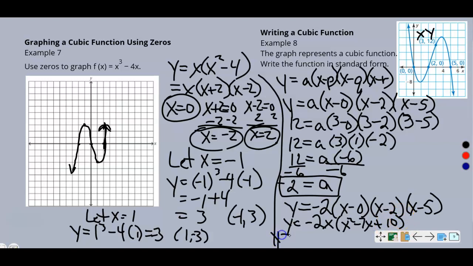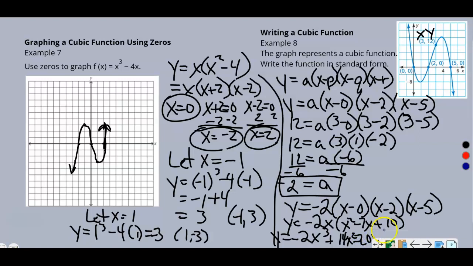All right. So I'm going to have negative 2x times x squared. Remember, properties of exponents. Same base, add exponents. So it's going to be negative 2x cubed. So that's our cubic function. Negative 2x times negative 7x is plus 14x squared. And negative 2x times 10 is negative 20x.